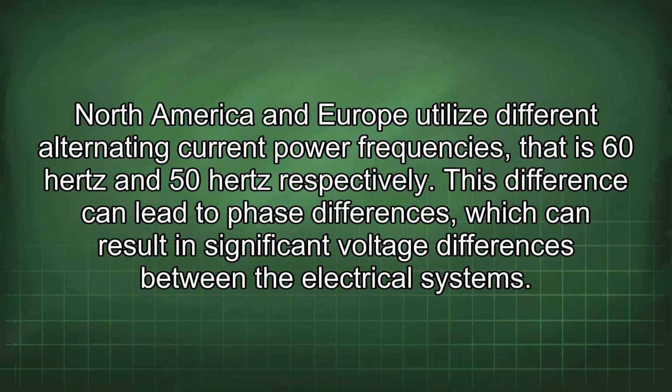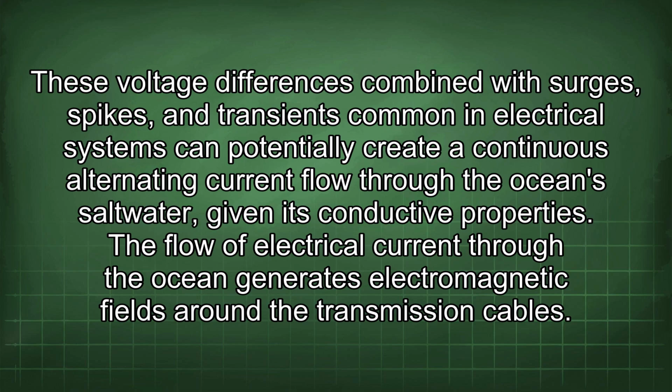North America and Europe utilize different alternating current power frequencies, that is 60 Hz and 50 Hz respectively. This difference can lead to phase differences, which can result in significant voltage differences between the electrical systems. These voltage differences, combined with surges, spikes, and transients common in electrical systems, can potentially create a continuous alternating current flow through the ocean's saltwater, given its conductive properties.